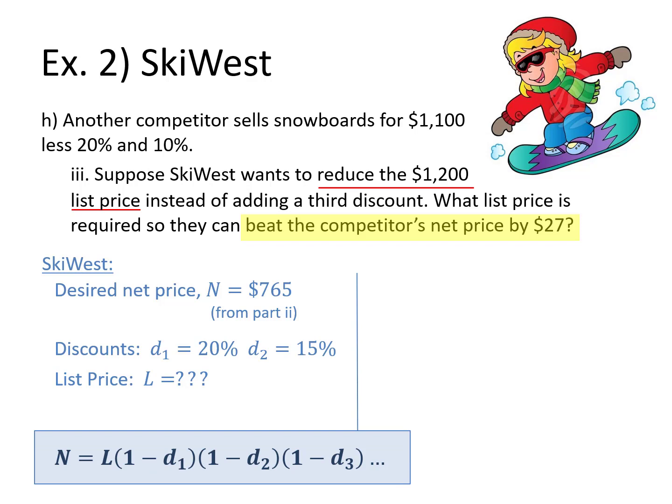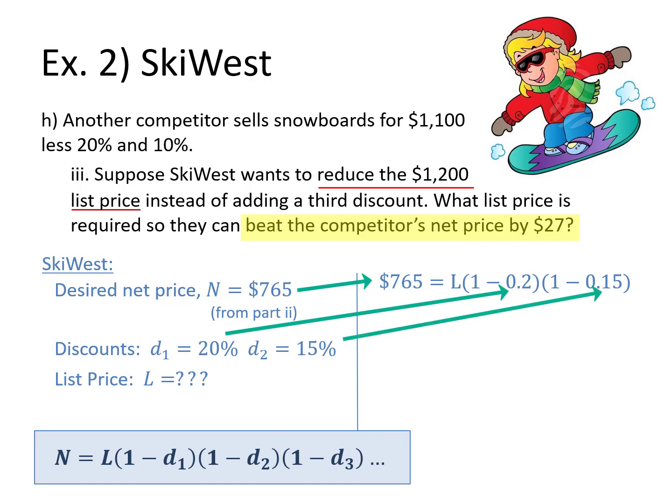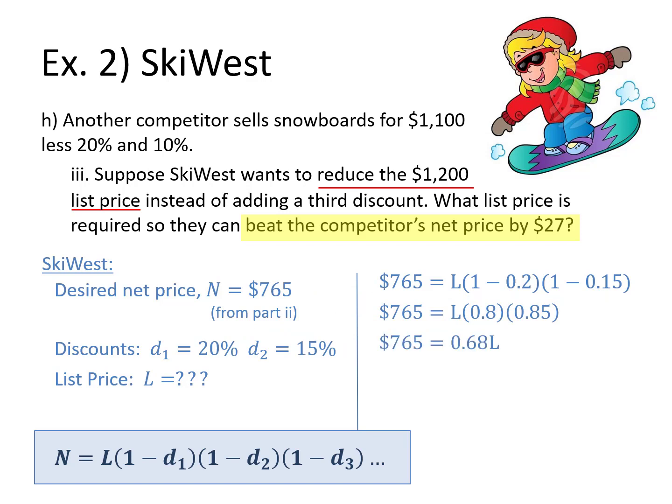So the new net price we want is $765. So I'm going to plug that in, and we're just going to have the two discounts of 20% and 15%. Our list price is unknown. We have the list price times 0.8 times 0.85 is 765. I can simplify the right-hand side by multiplying 0.8 and 0.85. I get 0.68 times the list price.